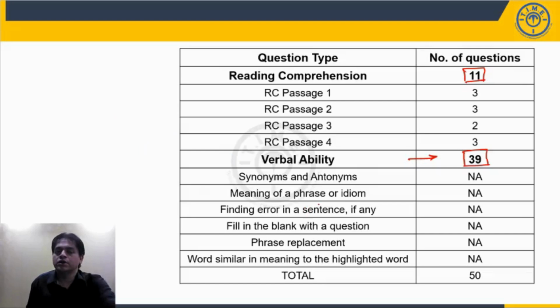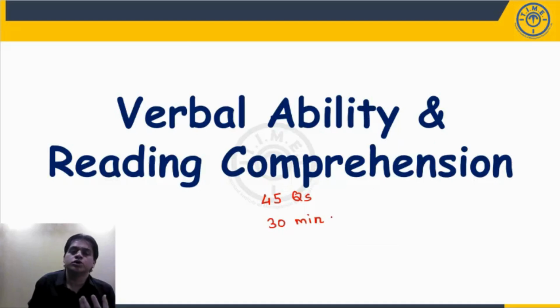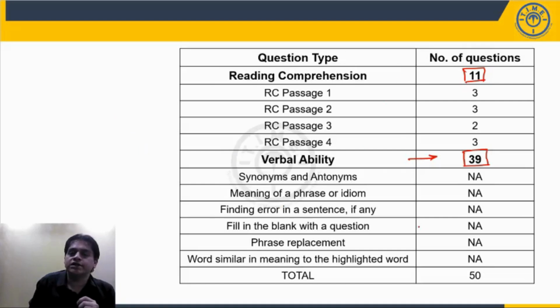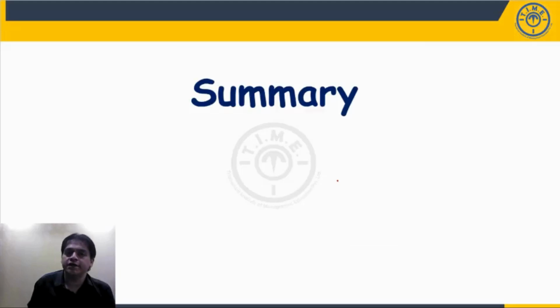Those 39 questions of verbal ability should take around 25 minutes, and in 5 minutes or so, you should be able to attempt another 1 or 2 RCs. The passages are not very lengthy. Okay. So this was the detailed analysis of this particular slot of Maharashtra CET.